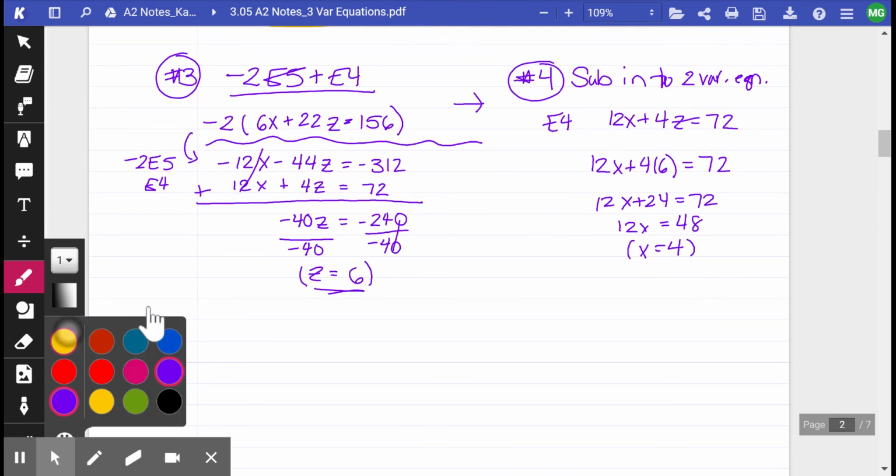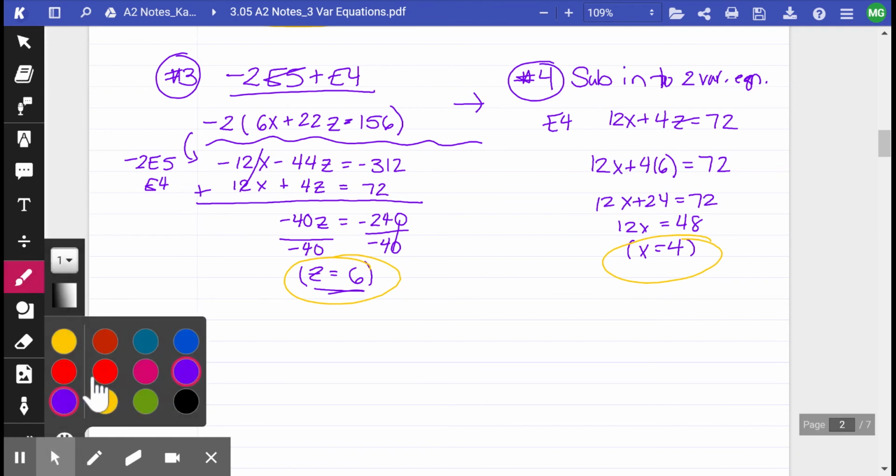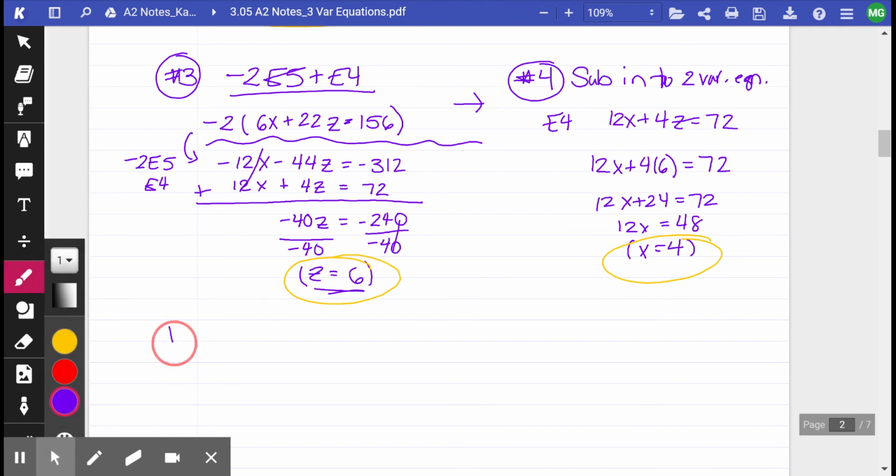Okay, so now I have z, I have x, I still need y. So last step is to find y. So let's sub into, you can use any of your 3 variable equations. So from the original, let's use equation 2.